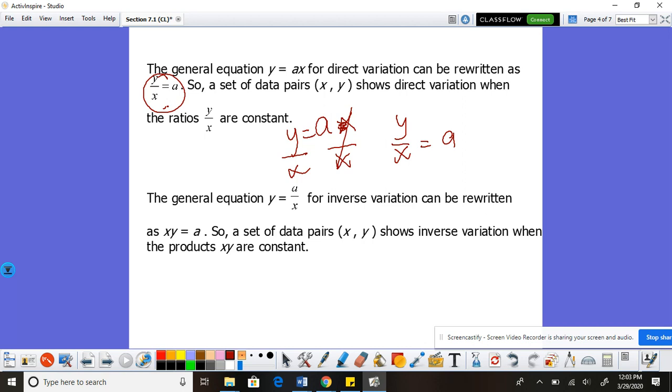Okay, so don't feel like you have to memorize this. Same thing down here. Inverse variation, guys, we have y equals a over x. If we solve for a, we're going to multiply by x on both sides. So we'd get x times y equals a, which is what we have right here. So once again, you don't have to memorize these. If you know the definitions of inverse and direct variation, you can solve for a that way.